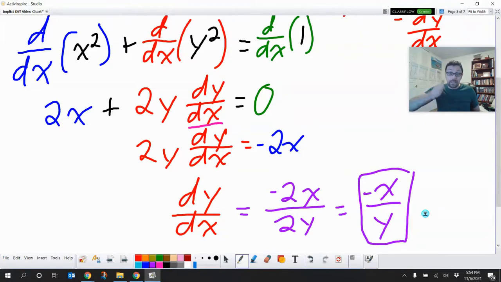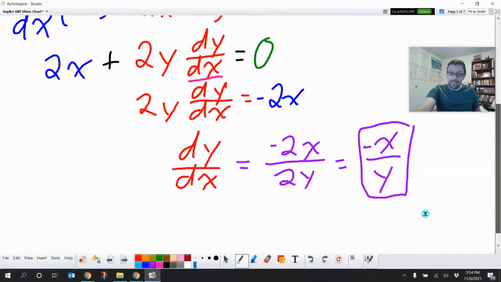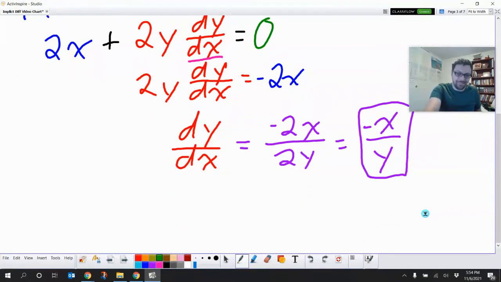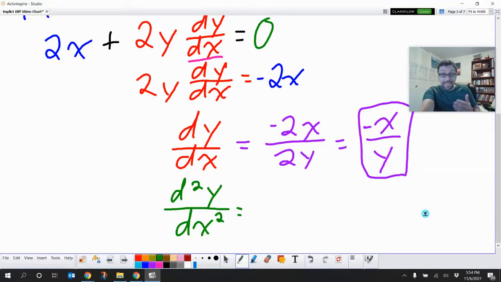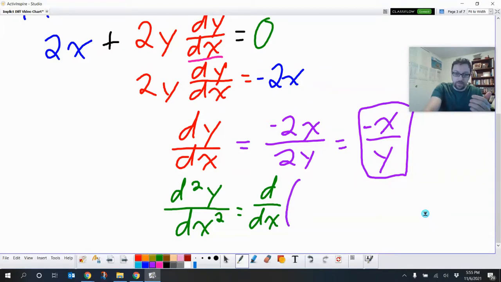Now, it did say that we also want to figure out what d squared y over dx squared is. We were looking for this as well. Okay, well, all right, sure. That's just asking us to take the derivative with respect to x of that cool thing that we just found: negative x over y.